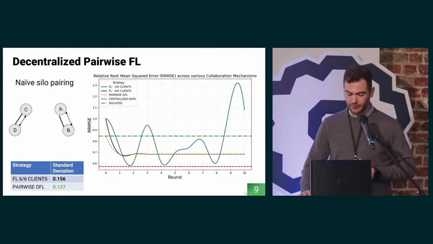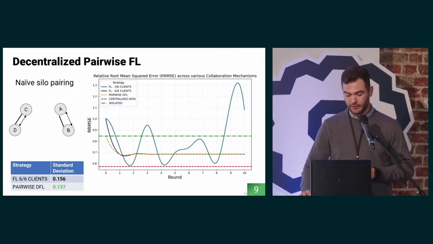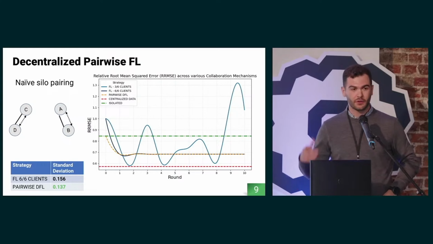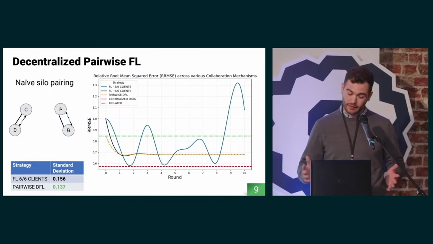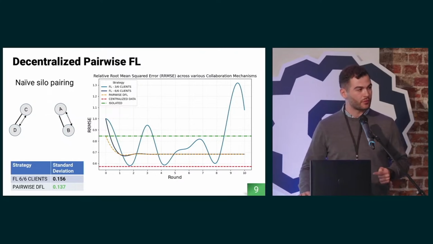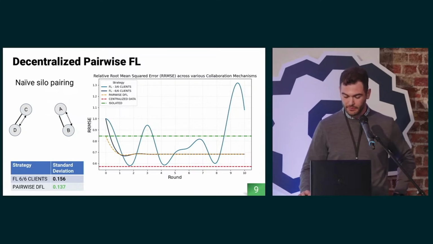But what we can observe is that it already produces interesting results. To read this graph: the first strategy is FL 3-on-6 clients, where at each round 3 clients are participating. You have the FL 6-on-6 clients, so every client is participating. We provide 2 baselines: the first is isolated, when no one is collaborating, and of course the centralized one, where everyone puts all the data together to train one unique model.